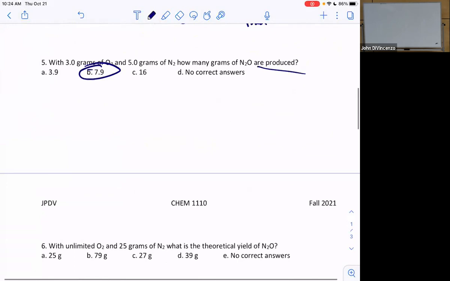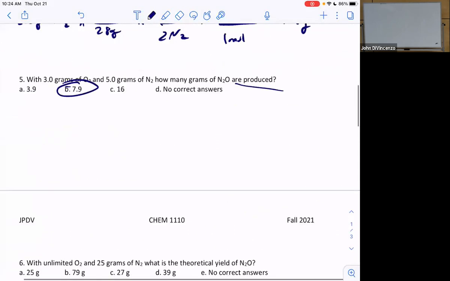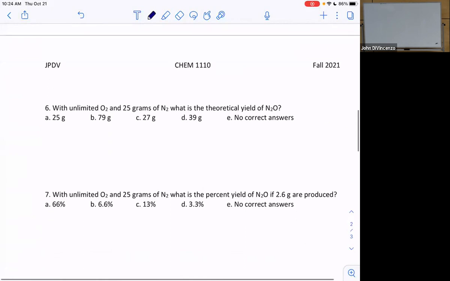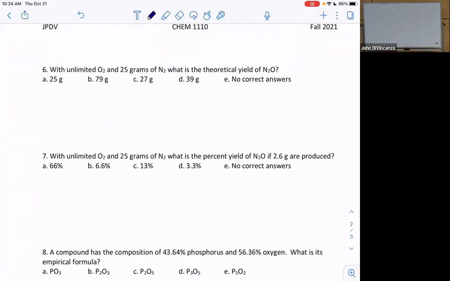All right. I think there's one more question on this. Is that right? Or 1 through 7, 2 more. With unlimited O2 and 25 grams of N2, what is the theoretical yield of N2O? What do you want to do here?